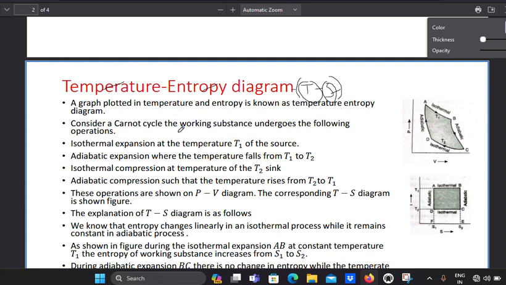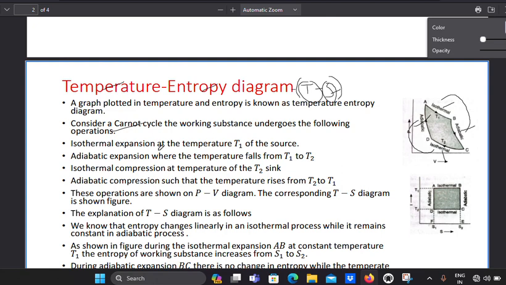Consider a Carnot cycle, where the working substance undergoes the following operations. In a Carnot cycle, we know there are four processes. Every cycle undergoes four processes: isothermal expansion, adiabatic expansion, isothermal compression, and adiabatic compression. These two belong to the expansion, and these two belong to the compression. Okay, friends, you must keep that in mind.